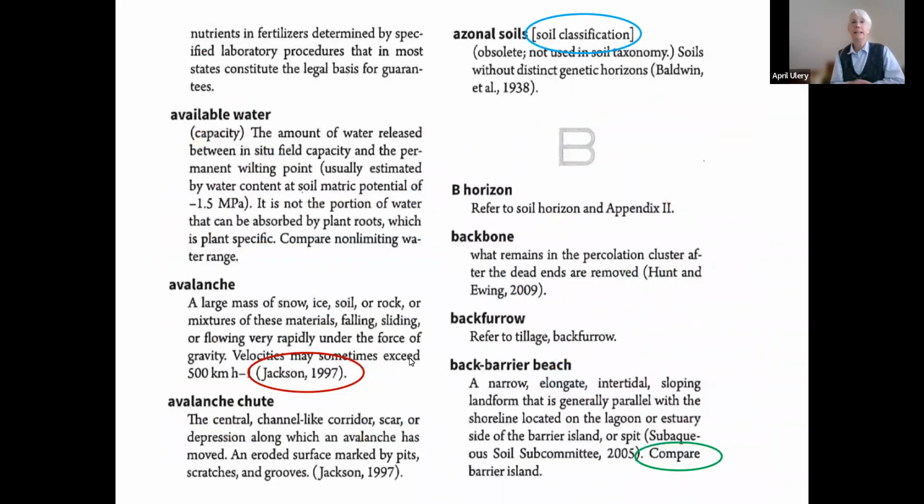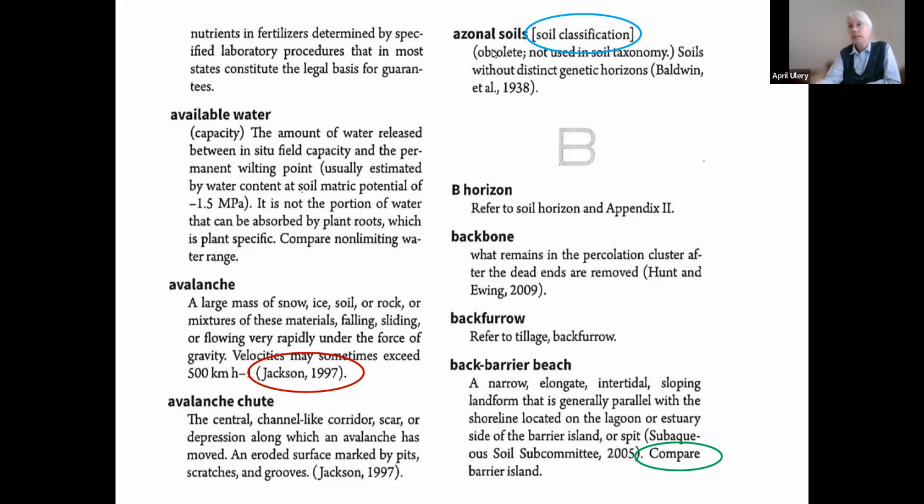Geez. Okay, so here's some more screenshots, or I've pulled out parts of these definitions, and I wanted to share these to point out a few features. For example, up here on the soil classification part, that just tells you that that particular word, which of course I can't see because of this, azonal soils, that's something that's in particular use for soil classification and taxonomy.